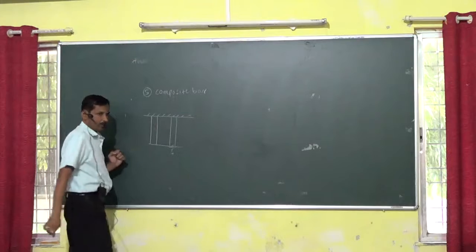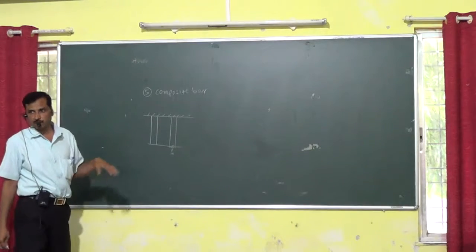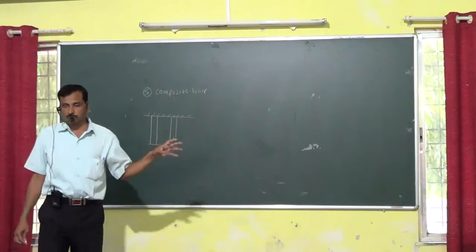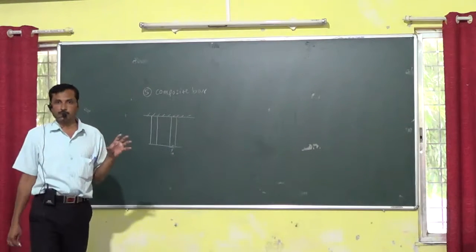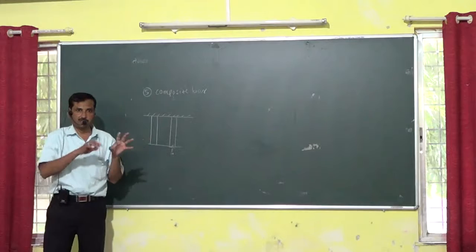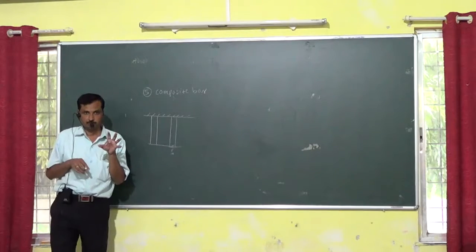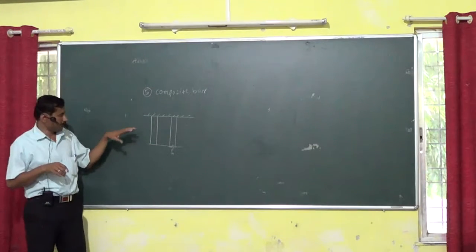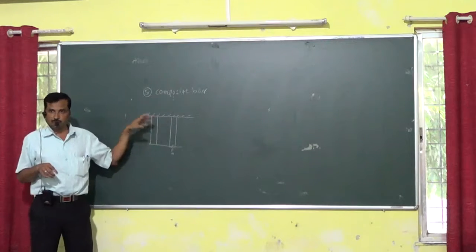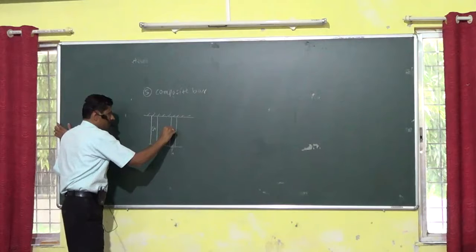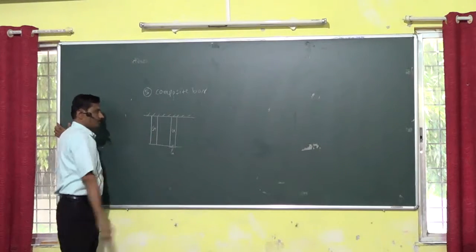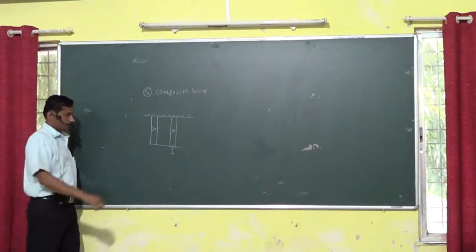Suppose these are two bars which are parallel to each other. Up till now, for all four kinds of examples, the sections were in series with each other. But in case of a composite bar, these sections are now parallel to each other. Suppose this one is steel material, and this is copper material. These two materials are there.